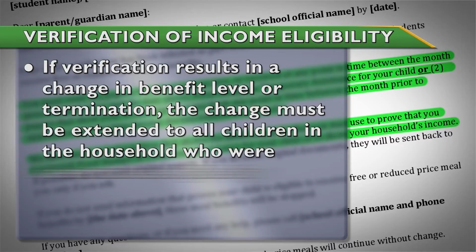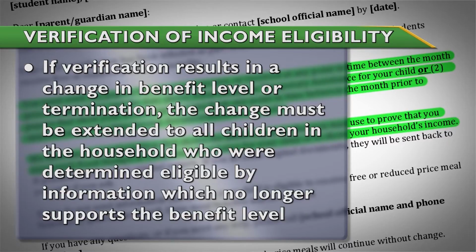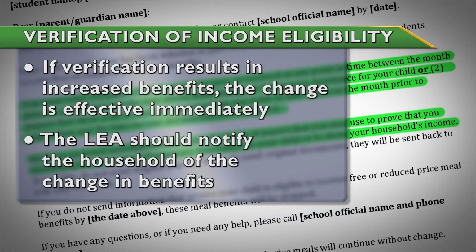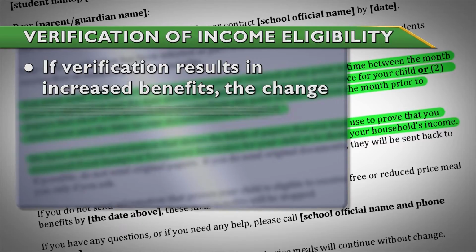If verification results in a change in benefit level or termination, the change must be extended to all children in the household who were determined eligible by information which no longer supports the benefit level. If verification results in increased benefits, that is, a child who is moved from the reduced price to free category, the change is effective immediately. The LEA should notify the household of the change in benefits.